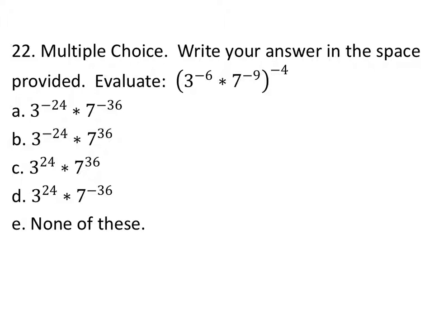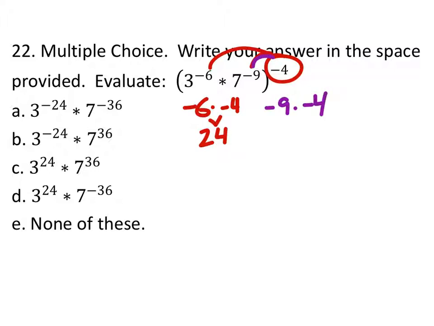This one's multiple choice. Write your answer in the space provided and evaluate. So I think this was our first unit this year. And when we have values like this with an exponent on the outside, all we're going to do is distribute it to the exponents on the inside. So this exponent would be negative 6 times negative 4, which is positive 24. And then this one would be negative 9 times the negative 4, which would be a positive 36. So we got 3 to the power of 24, 7 to the power of 36, these are multiplied.